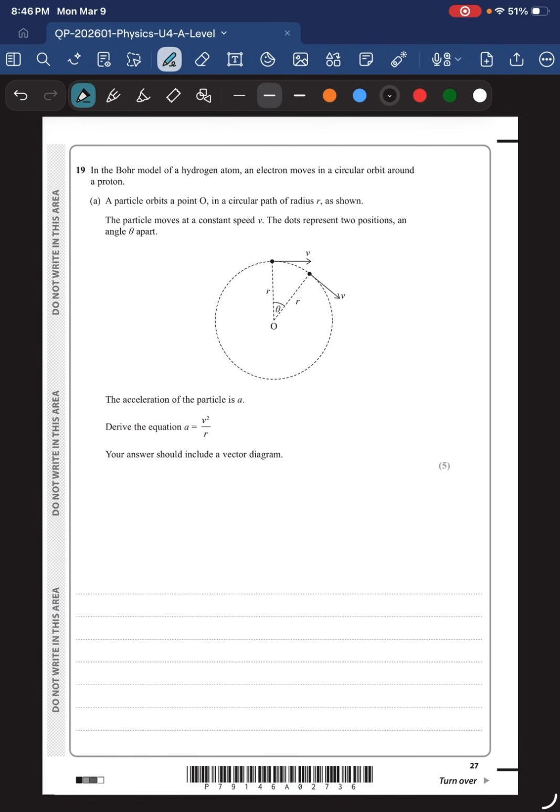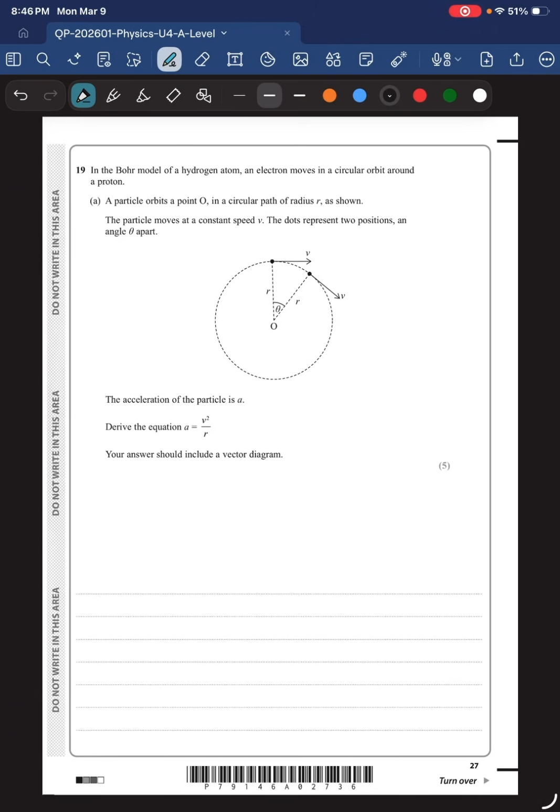19. In the Bohr model of a hydrogen atom, an electron moves in a circular orbit around a proton. A particle orbits at point O in a circular path of radius r as shown.